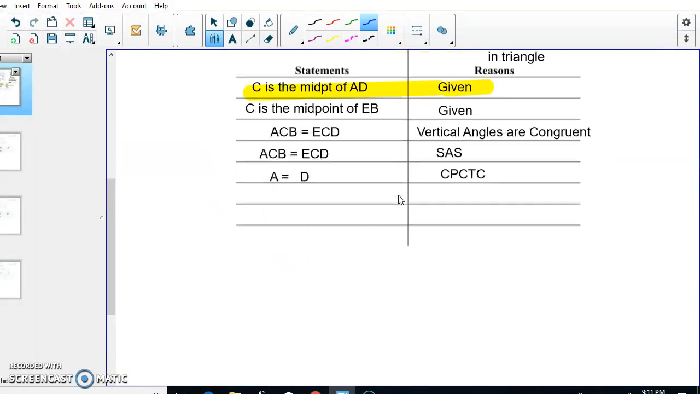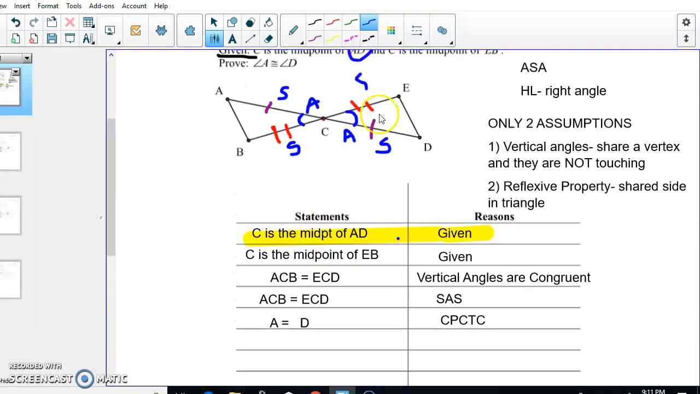So just for time reasons, I already have it filled in for you here. Okay, C is the midpoint of EB. That's my other given.